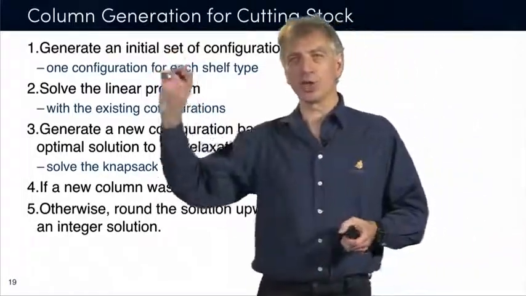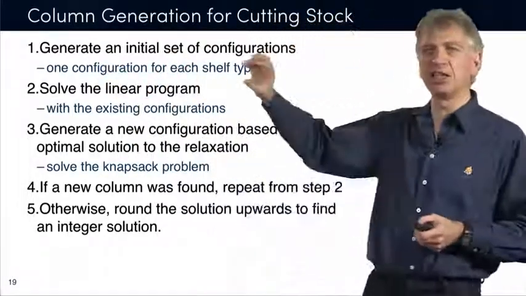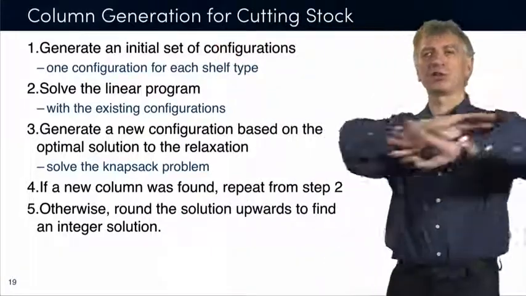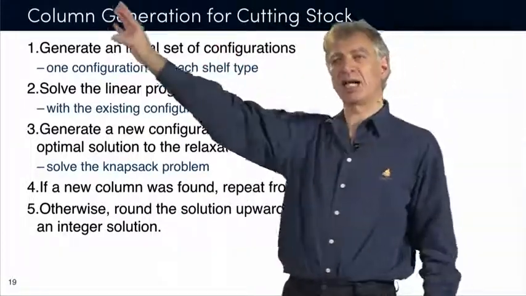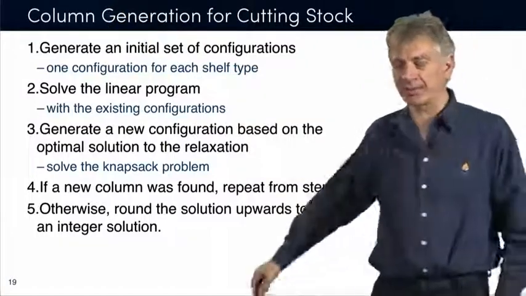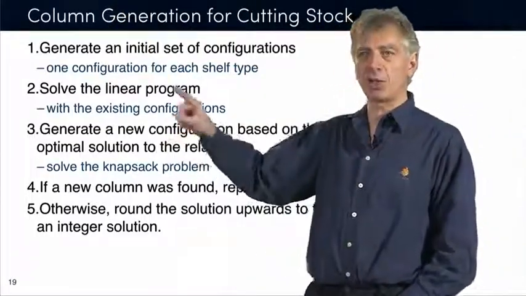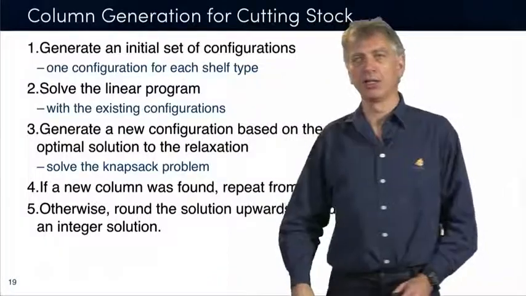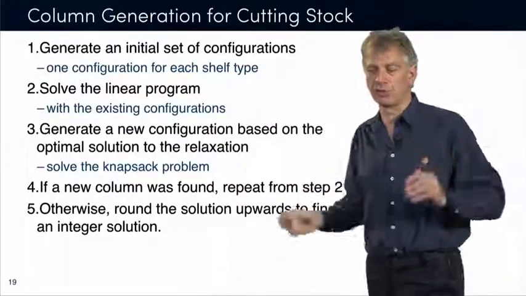So this is how you do column generation then. You generate an initial set of configurations. For instance, you can use one configuration for each shelf type and try to pack as many shelves of that type. Then you solve the linear program. So you're using the existing configurations. If you have an integer solution, obviously you stop.